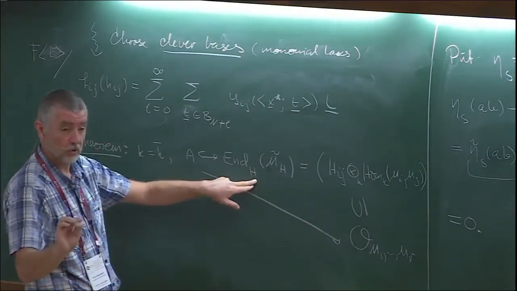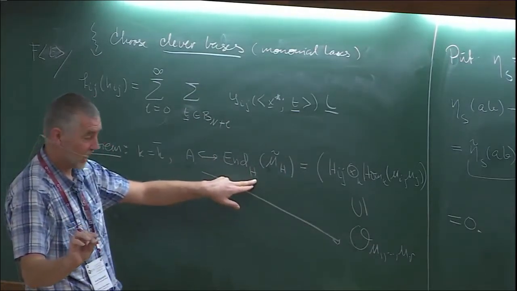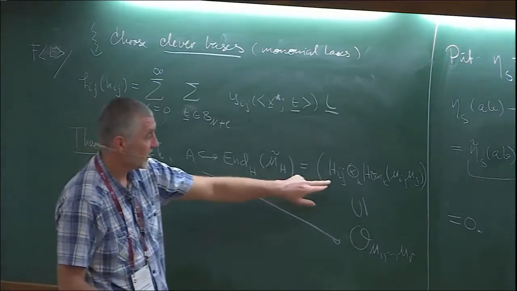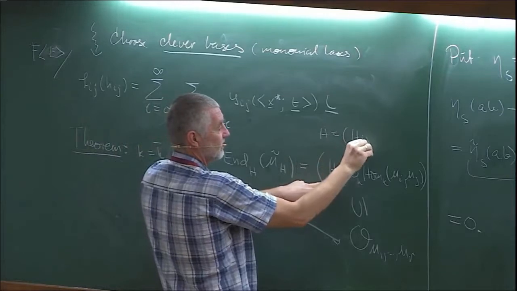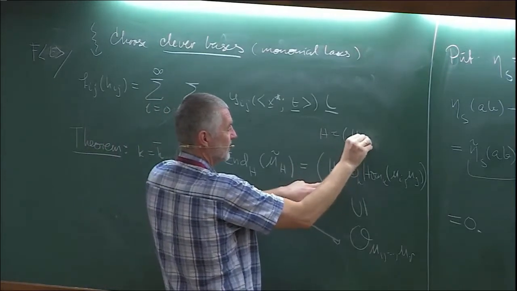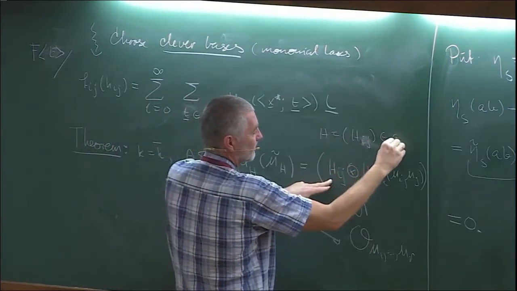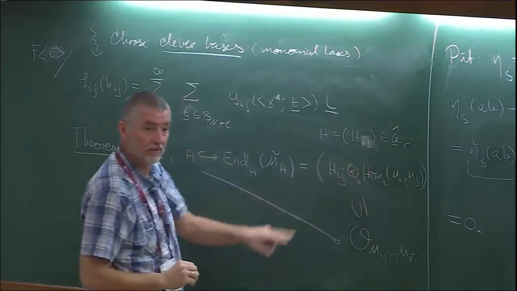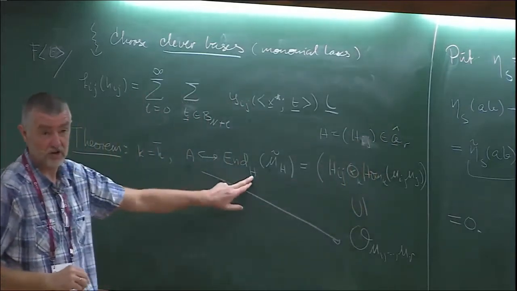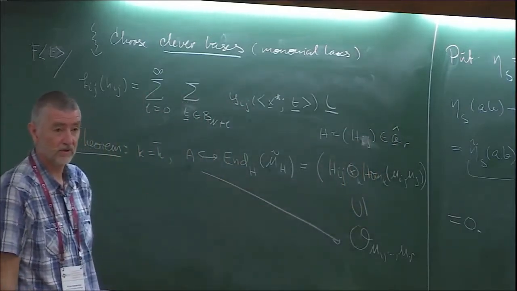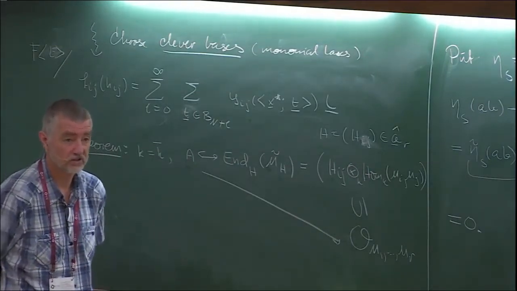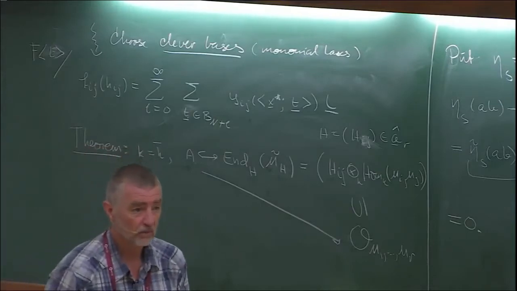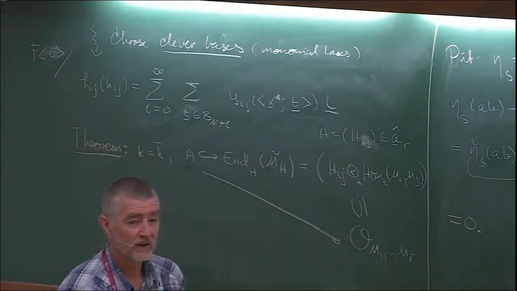So H is non-commutative. Absolutely non-commutative. And it is this. So it is really matrix multiplication. And it is possible to compute in particular examples. Any more questions?